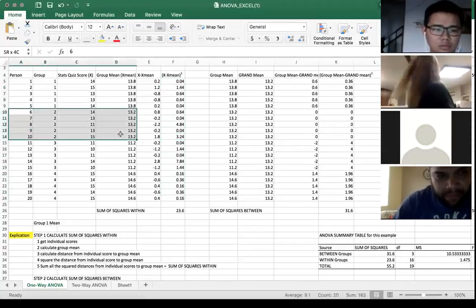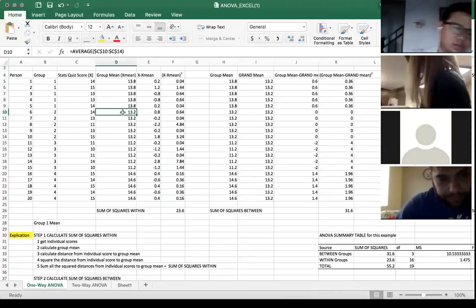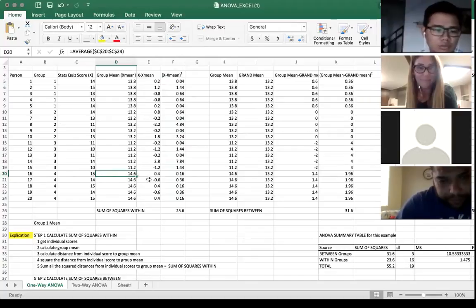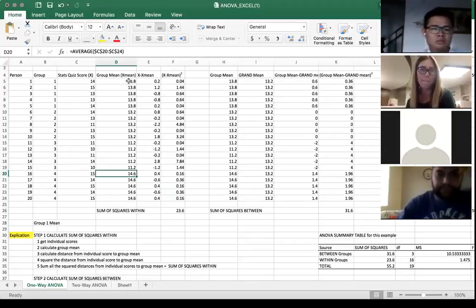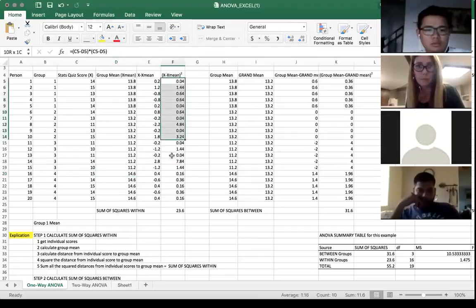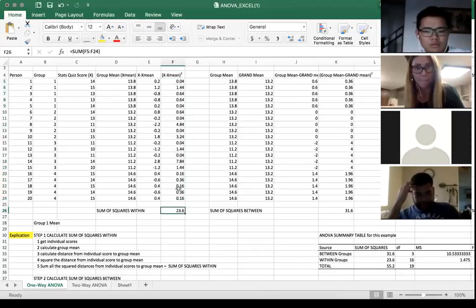Now for the next group, we're going to change the group mean to 13.2 because that's the mean of group 2. The mean of group 3 is 11.2 and the mean of group 4 is 14.6. Right? So for each group, we calculated how far away the group members are from the average of the group. That's this here. And then the sum of squares within is adding up all these, right? So we squared the differences and then we summed them up. So that's sums of squares within.